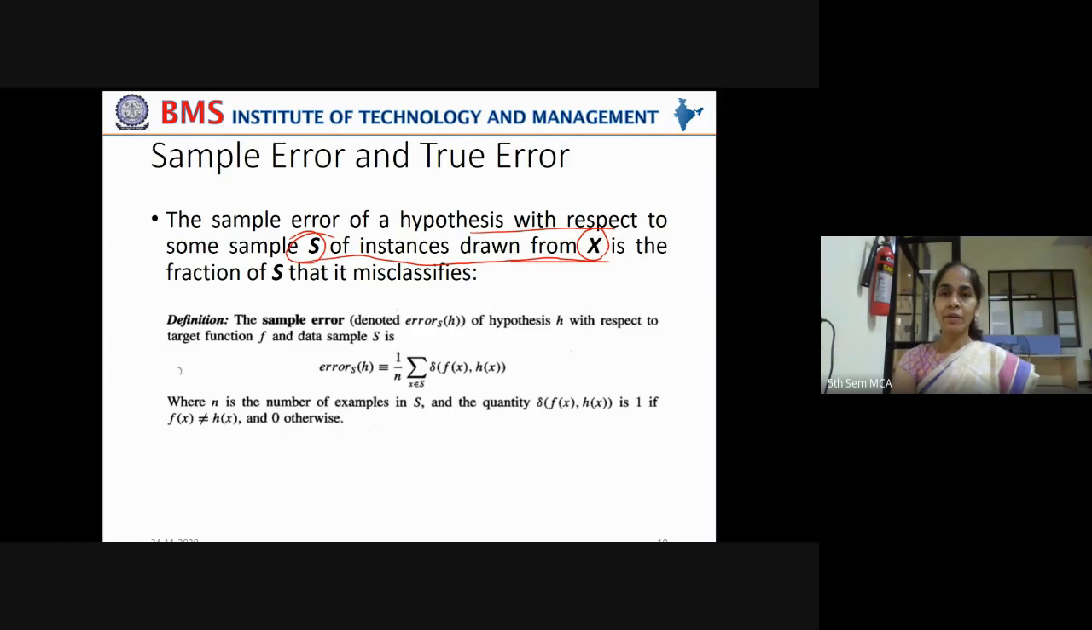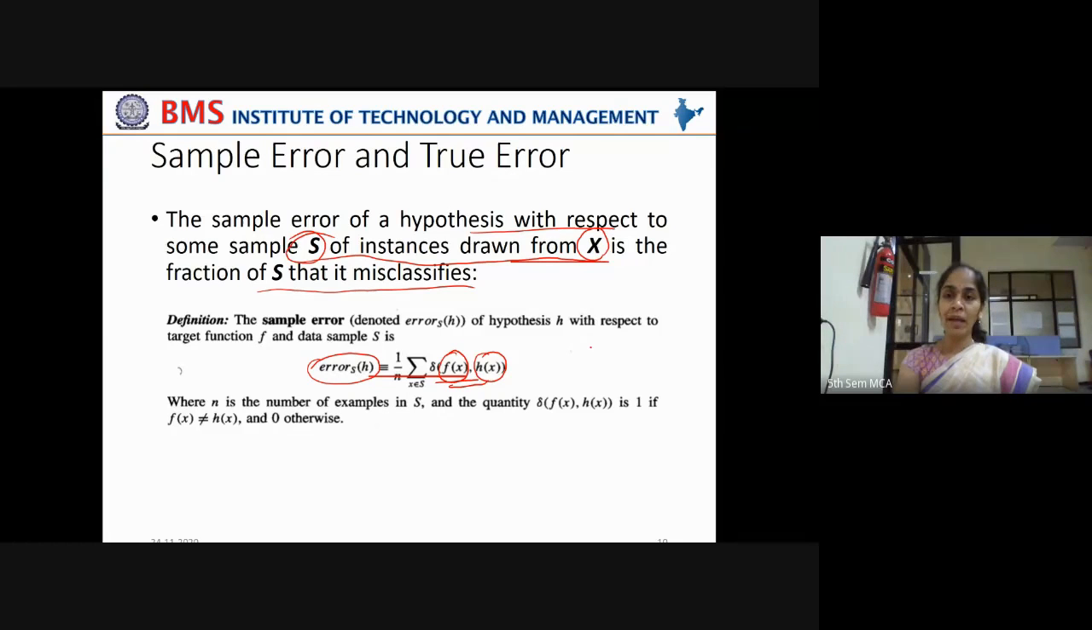Okay. So the sample error of a hypothesis with respect to some sample S of instances drawn from X is the fraction of S that it misclassifies. For that, we define the sample error as the number of errors it has made, that is the difference between the target function and the label predicted by the hypothesis, indicated by delta f of x, h of x. Okay, count those errors and find the average. That will be your sample error.